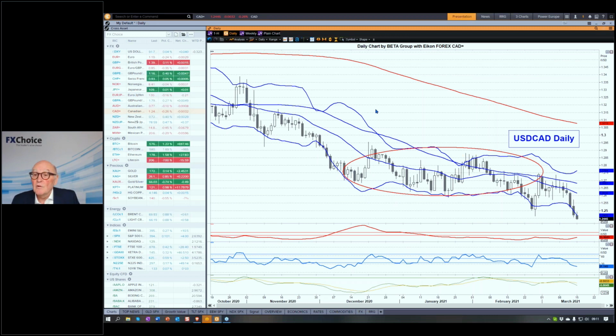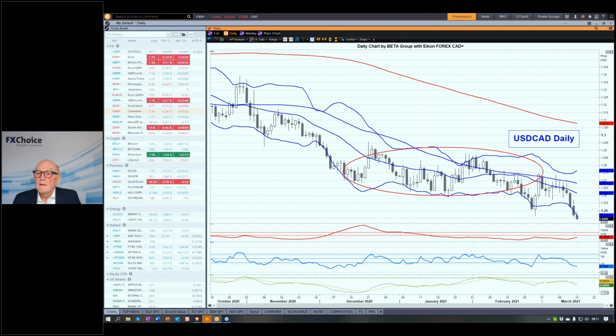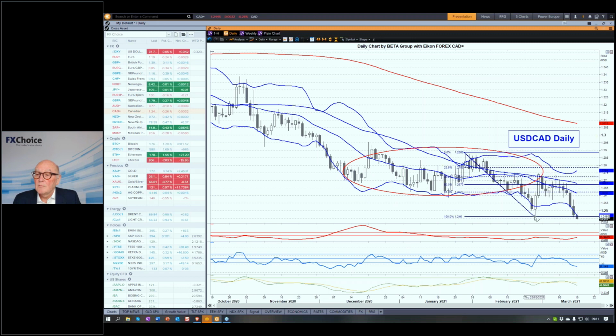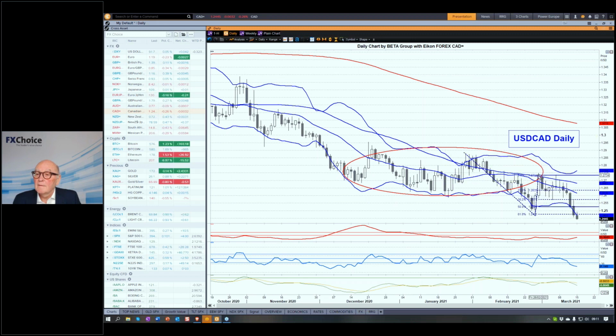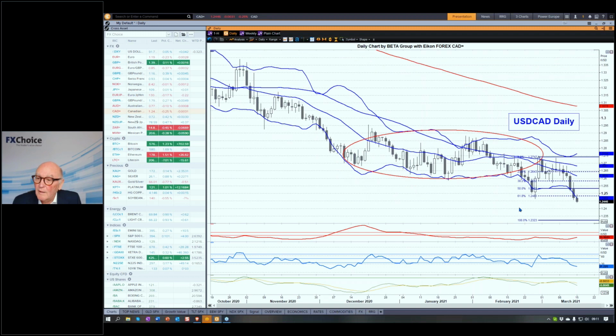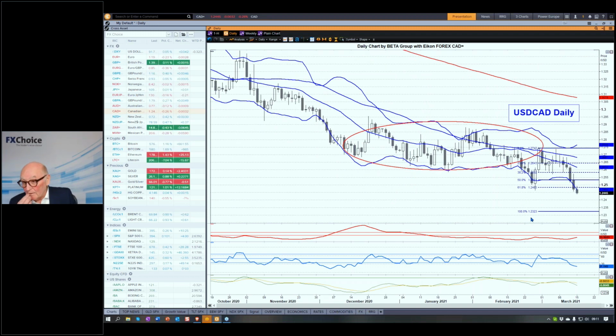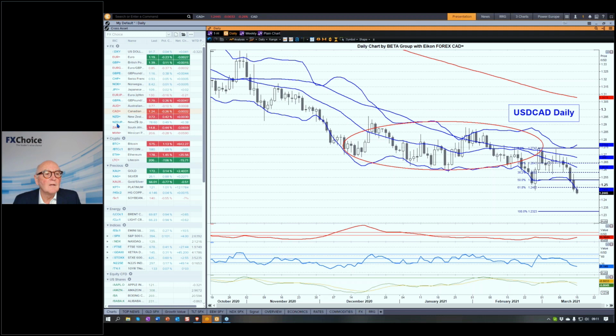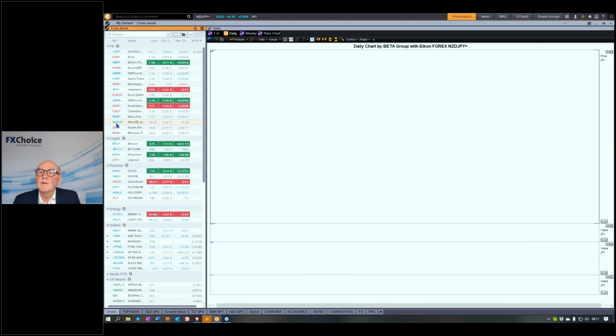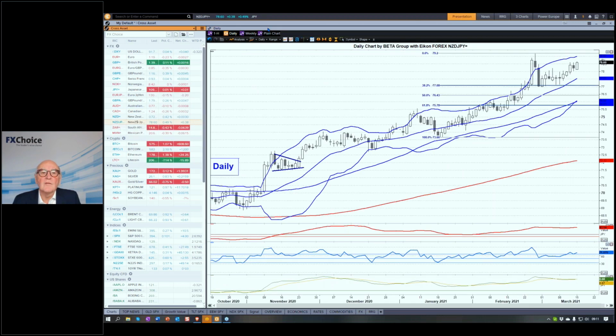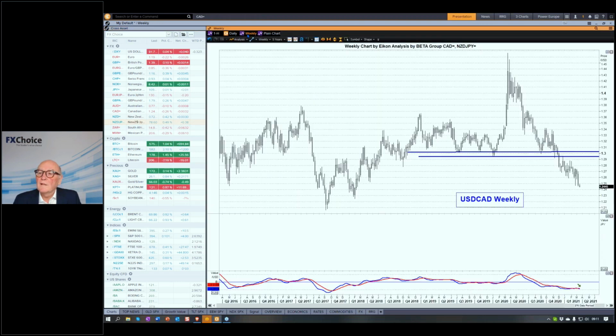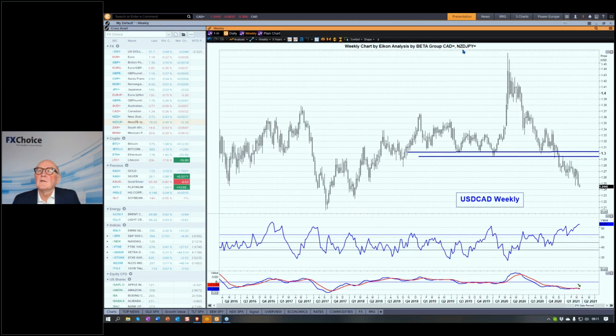The way I will do it is I will measure from here, A, B, C, and I think this swing will extend to 123.23 when we break this low here properly. And then the other one I want to just look at is the New Zealand dollar versus the Japanese yen. I've liked this a lot for a long time. The weekly picture here is, yeah.